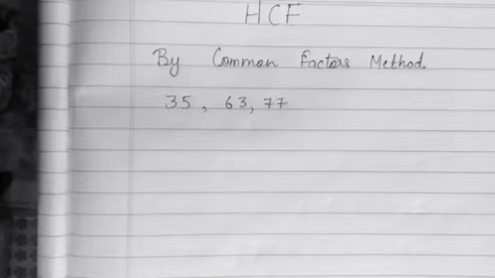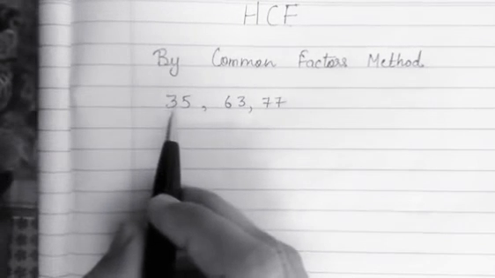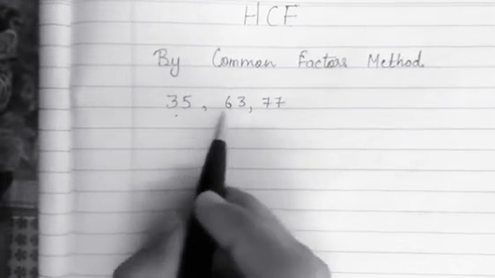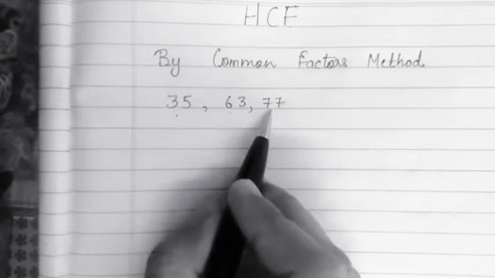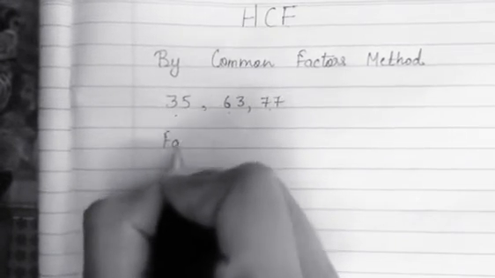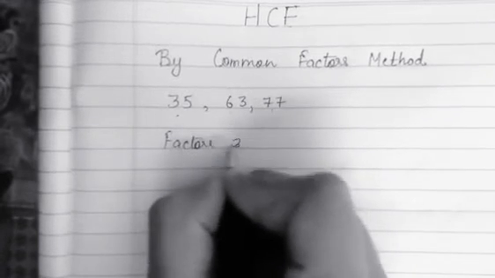The steps to find HCF by the common factor method are: first, find factors of the given numbers, then find the highest common factor. These are the numbers 35, 63 and 77. So write here factors of 35.